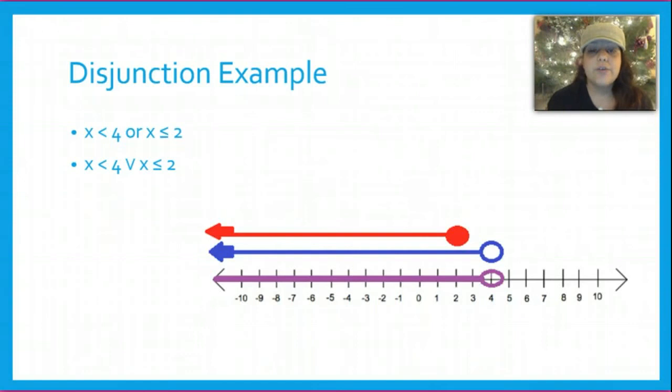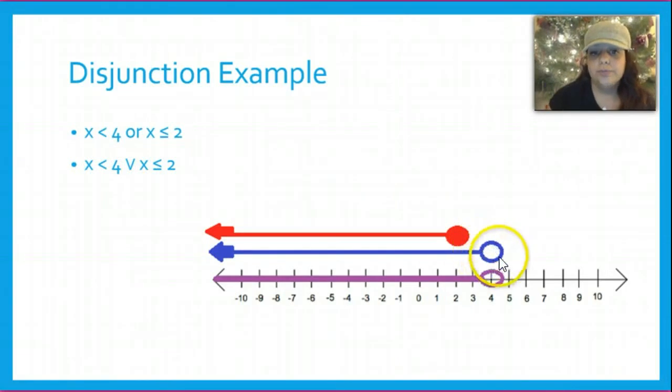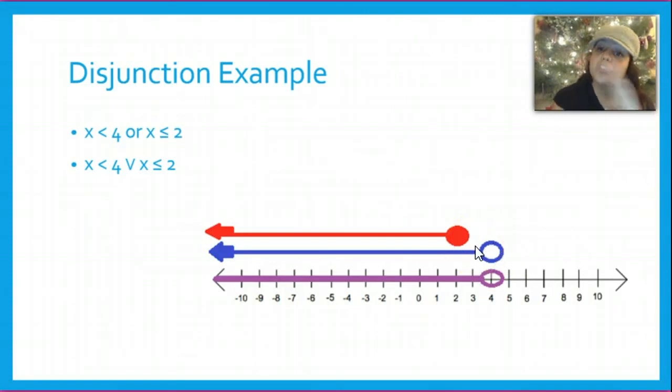Now remember I said that when we graph these, we graph the statements separately above the number line. So I'm going to take x is less than 4, and I'm going to graph that separately above the number line. So I'm going to put an open circle above the number 4, and because it says less than, I'm going to shade to the left, because all those numbers to the left are numbers that are smaller than 4.